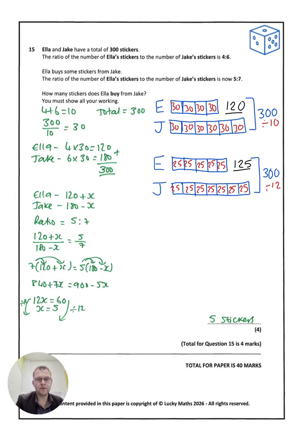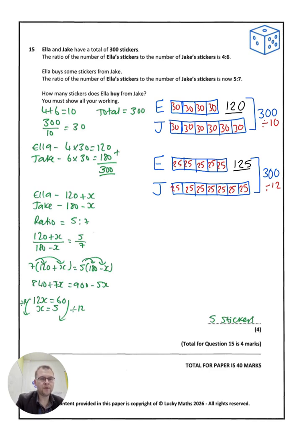And finally, ratios were again one of my favorite topics, I keep saying, because of the bar model approach I generally use. If we've got 300 stickers, split in the ratio 4 to 6, hopefully the first bar model shows clearly that we're working with 10 boxes to divide the 300 into. 30 per box gives us, Ella has therefore 120 stickers to start with.